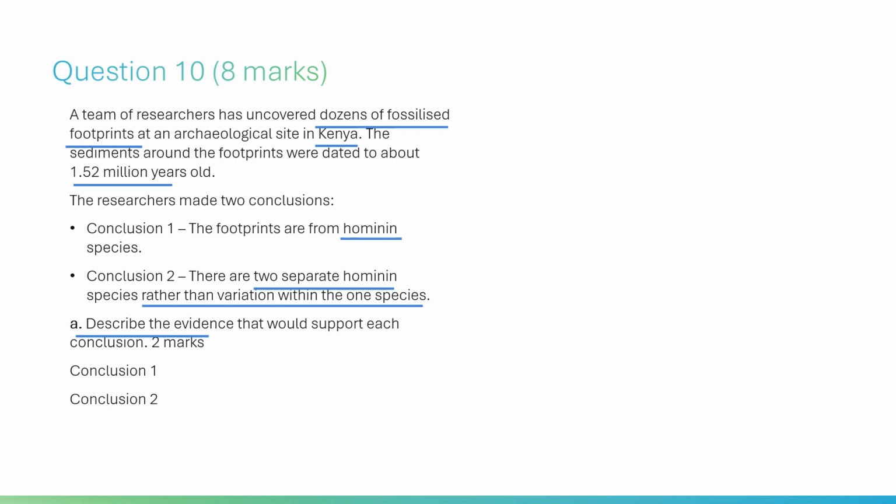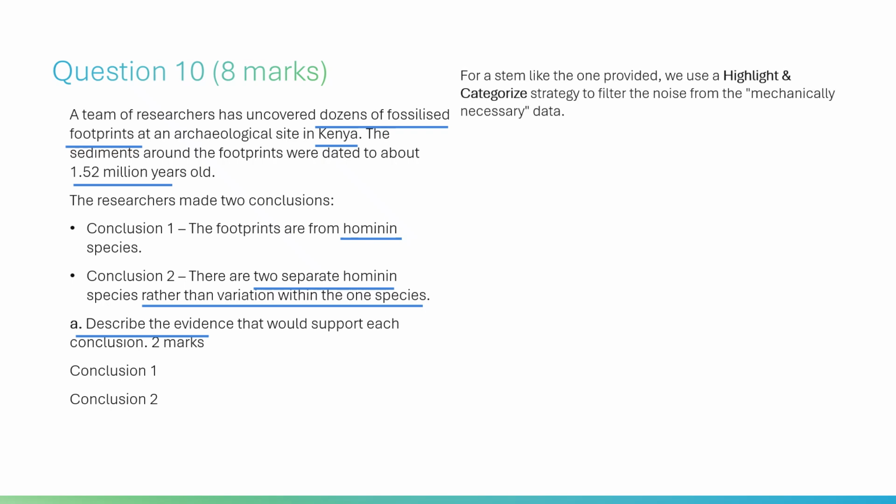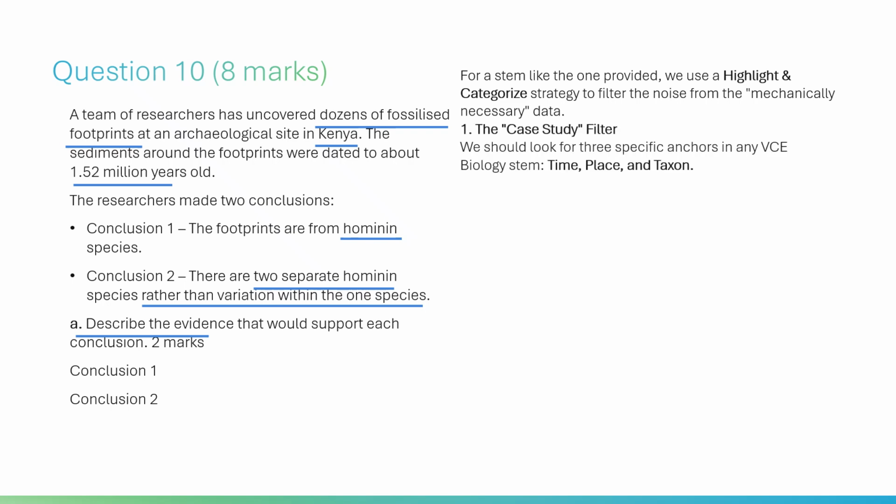For a stem like the one provided, we use a highlight and categorize strategy to filter the noise from the mechanically necessary data. 1. The case study filter. We should look for 3 specific anchors in any VCE biology stem: time, place, and taxon. Time, 1.52 million years ago. This is a massive hint. It places the footprints in the Pleistocene.